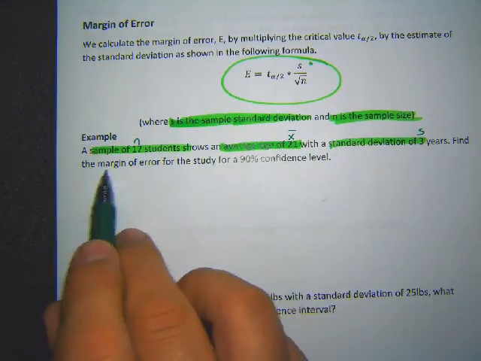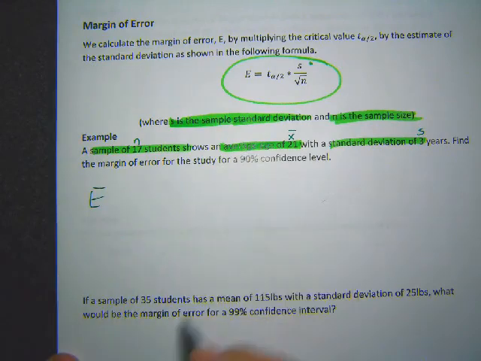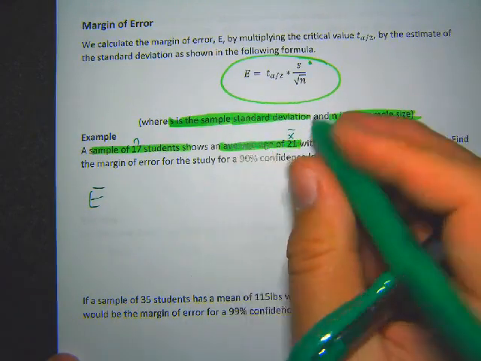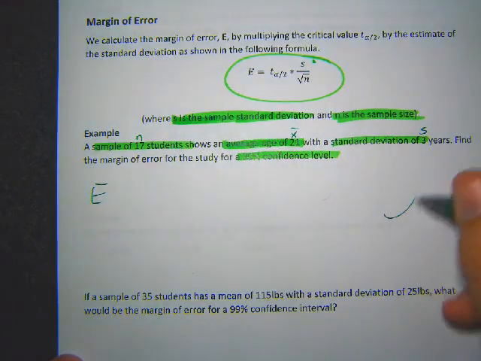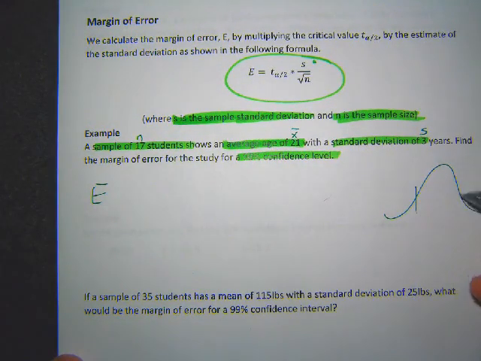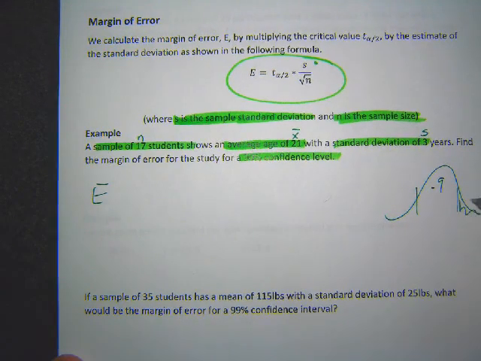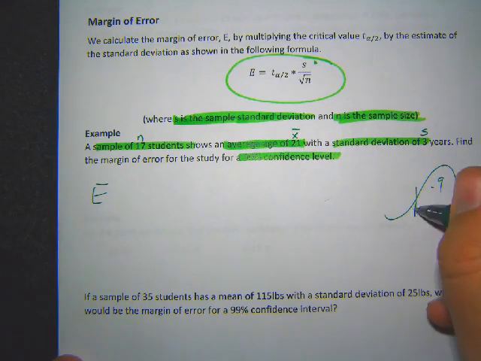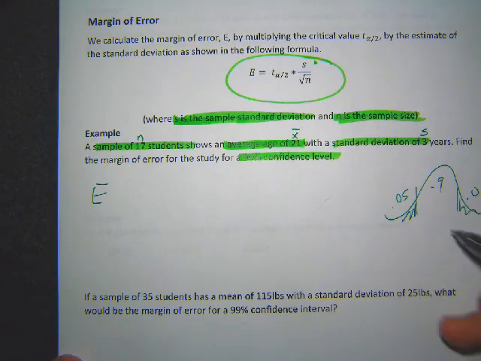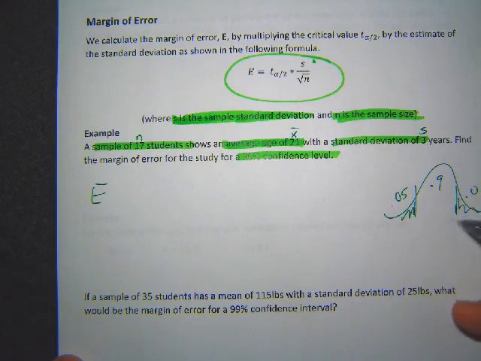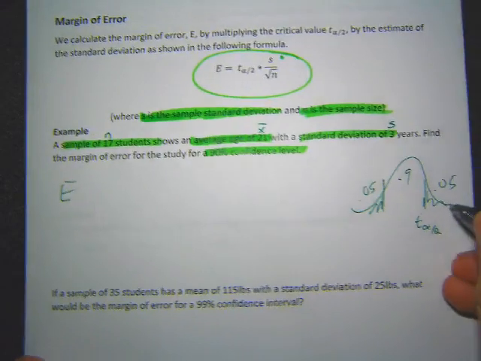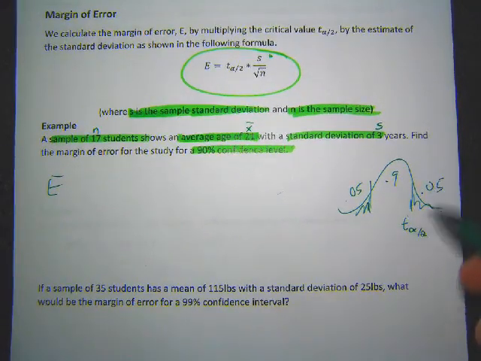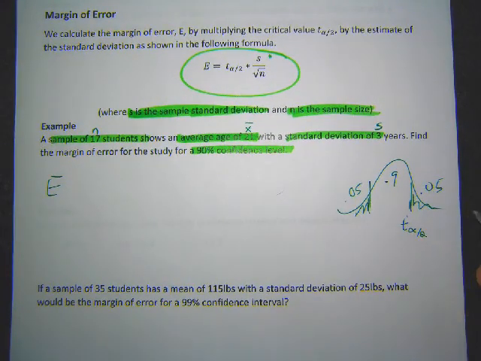They want us to find the margin of error for a study using a 90% confidence level. First off, I have to think about it. If I'm doing a 90% confidence level, I've got 90% in the middle, 0.9, and 0.1 to split between the two sides, so both sides end up being 0.05. We've seen this before, we just did this twice on the last page. We're looking for the critical value, t of alpha over 2, where alpha over 2 is this 0.05. To do this, we do need to know the degrees of freedom.